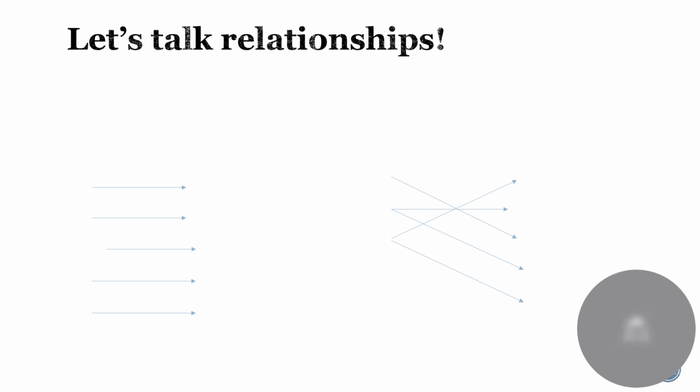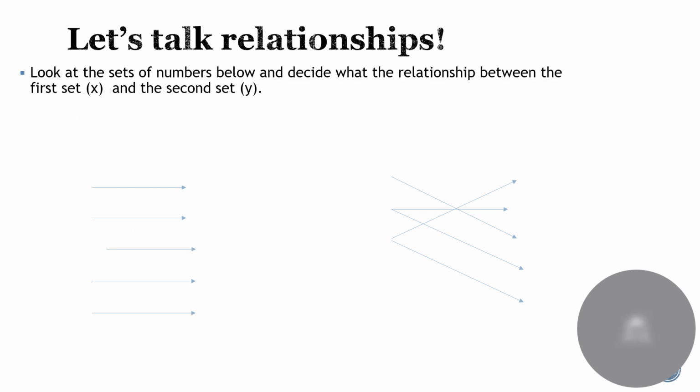So we're going to start by talking about relationships. And I realized my arrows, I didn't zoom my arrows in. So look at the sets of numbers below and decide what the relationship between the first set, which we'll call X, and the second set is.